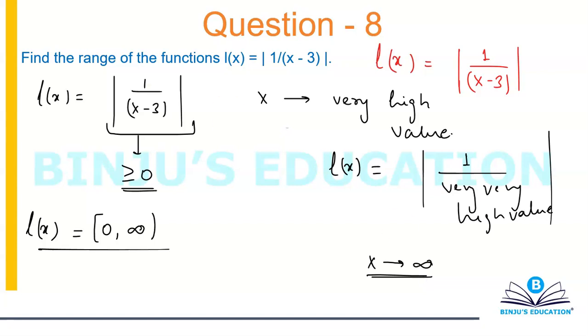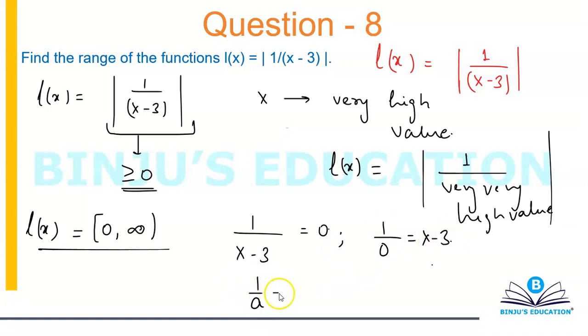Let me put this in a different way. Is it possible for 1 over x minus 3 to be equal to 0? If it is possible, then I can also say 1 over 0 should be equal to x minus 3. Because when 1 over a is equal to b, then 1 over b is equal to a. So if 1 over x minus 3 is equal to 0, then 1 over 0 should also be equal to x minus 3, but that is not possible mathematically.